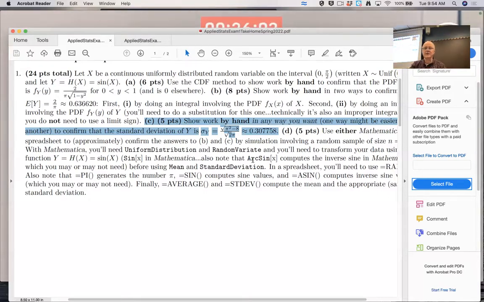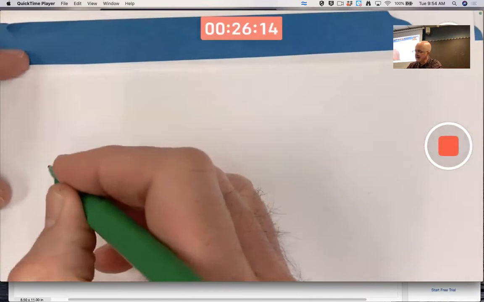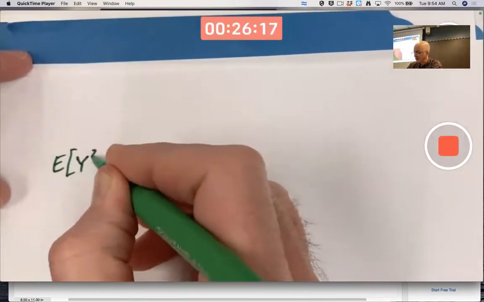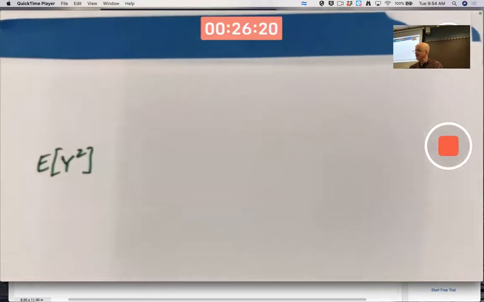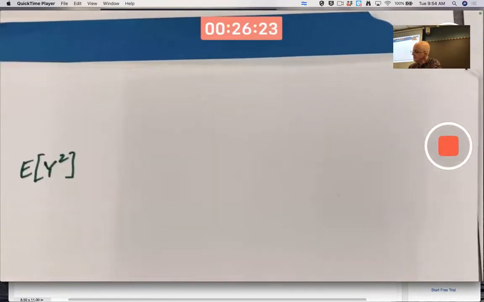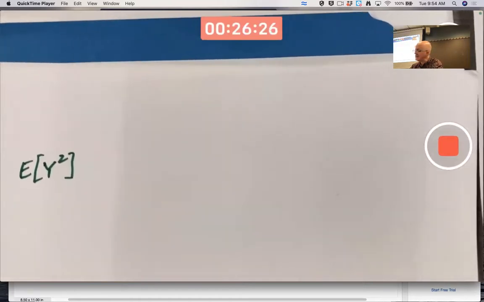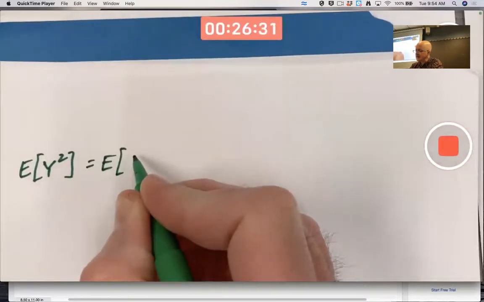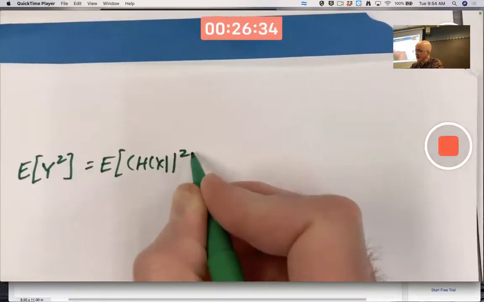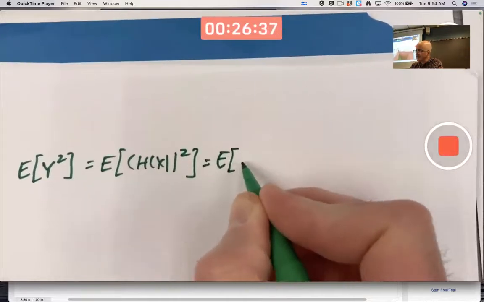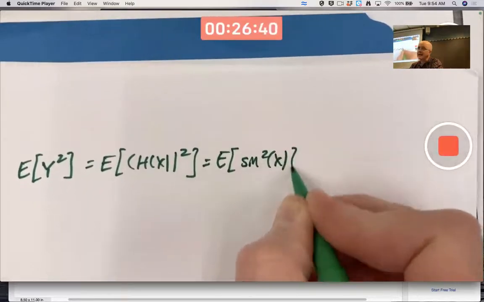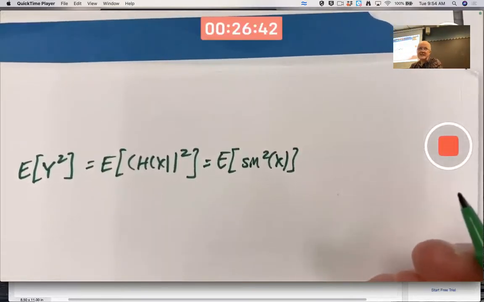Of course, to find the standard deviation, we got to find the variance first. And to find the variance, we got to find the second moment first. So you could find the second moment of y, which is the hardest part of the problem. And the way I was thinking of doing this that would be easier is to use the generalized expectation formula to say this is the same as the expected value of h of x squared. In other words, the expected value of sine squared x. And doing that integral, although that's still not super easy because you got to integrate sine squared.